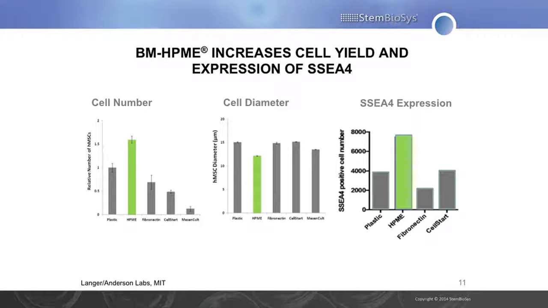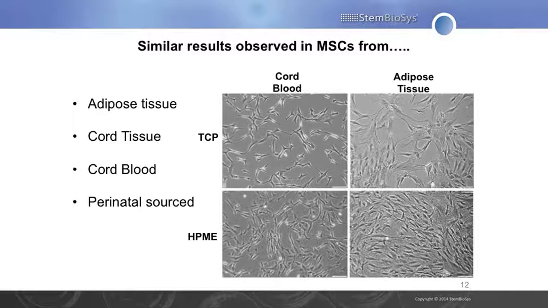The comparisons that we have here are tissue culture treated plastic on the left, our HPME, fibronectin, a product from Cell Start, and the other product is Mesencult. And you'll notice on the far right-hand graph, the SSCA4 expression, we're not showing a result for cells grown on Mesencult. And that was only because we were not able to isolate and grow enough cells using that product to do that final analysis.